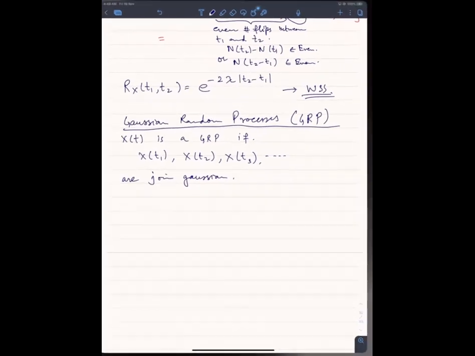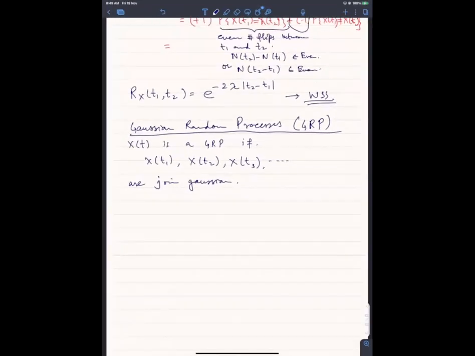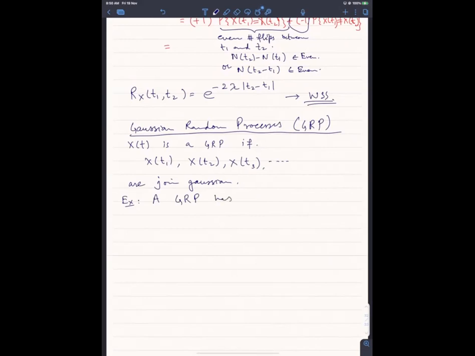I will do one example here of a Gaussian random process. A Gaussian random process has mean m_X(t) equal to 3t. Is this process stationary or not? Yes or no? Can it be wide sense stationary or not? Answers in the chat window.